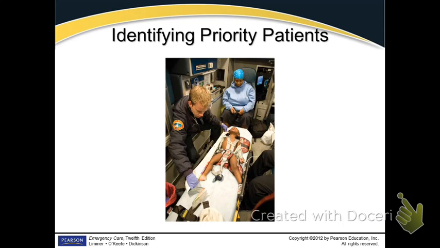Okay, so identifying priority patients. The priority patient is the one that is having respiratory distress, altered mental status. The patient that you look at based on the pediatric assessment triangle, and you go, oh crap, something is really, really wrong here. We need to get them to the hospital. That's your priority patient. That's the one that you transport right away.